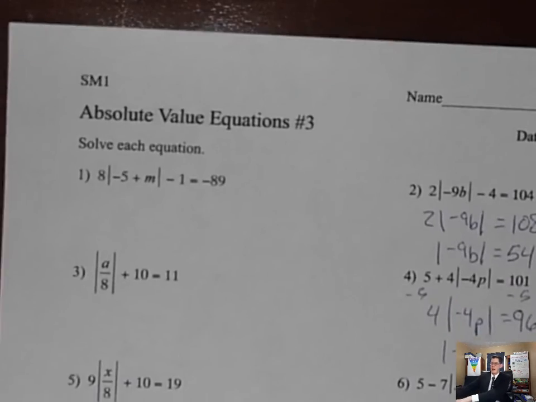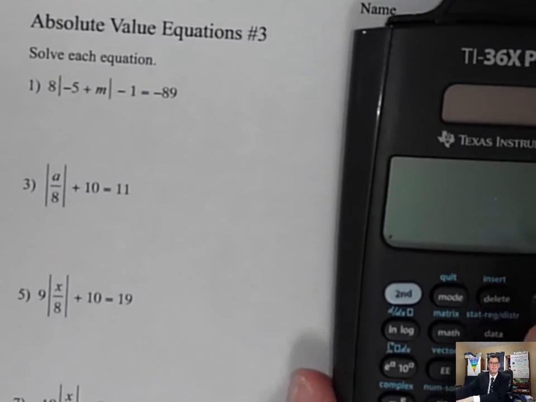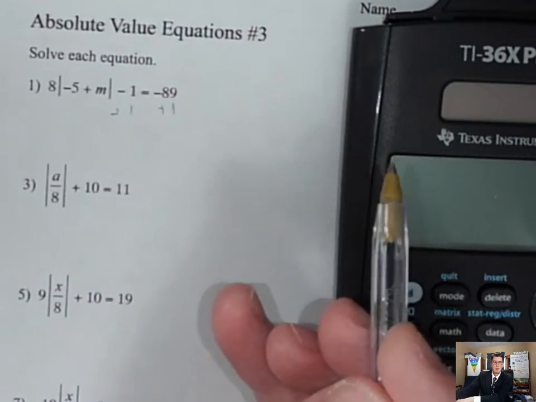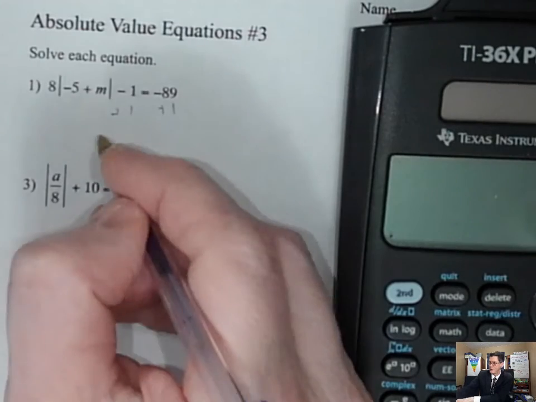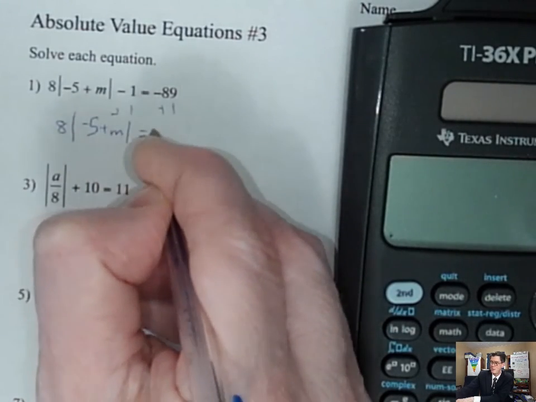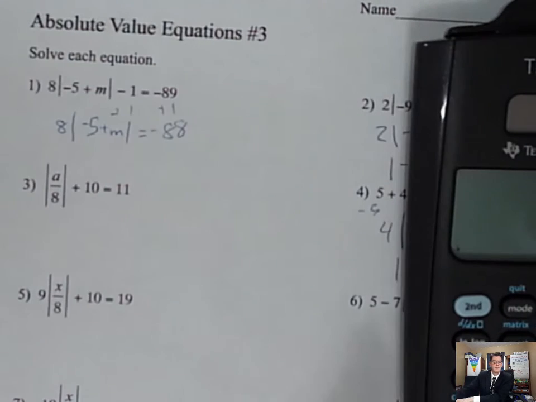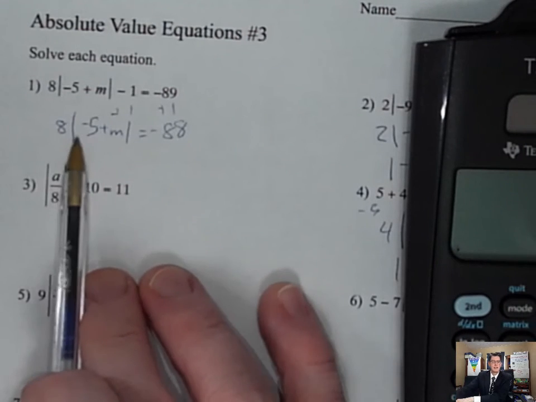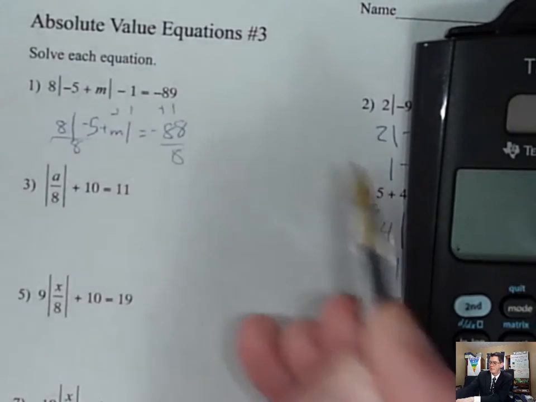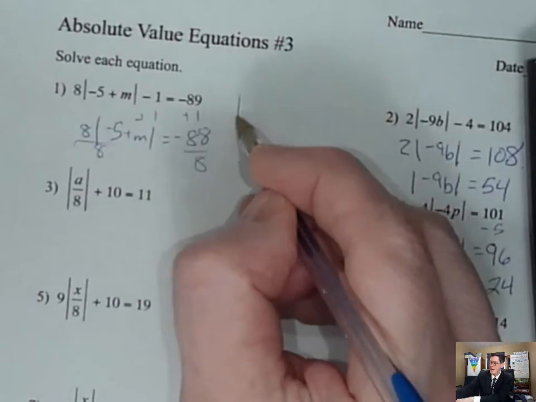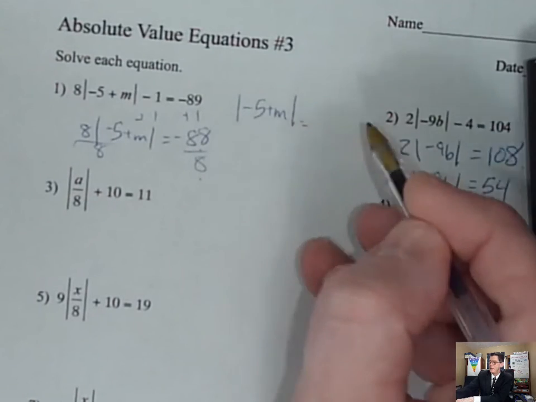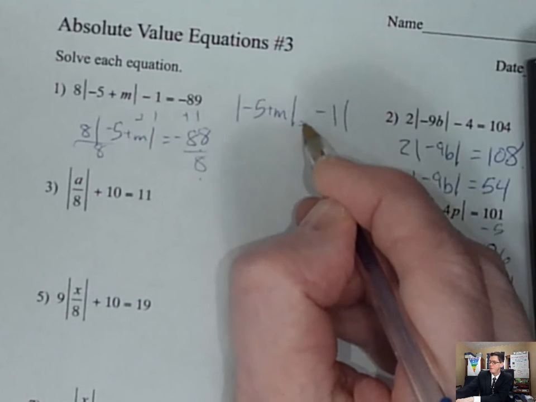Okay, here's why I waited on number 1. First of all, add 1 to both sides. Use your calculator if you need, negative 89 plus 1, if you're not sure which direction on the number line that goes. You're left with negative 88. And then to get this absolute value by itself, you divide by 8. So that you have the absolute value of negative 5 plus m, negative 88 divided by 8 is negative 11.